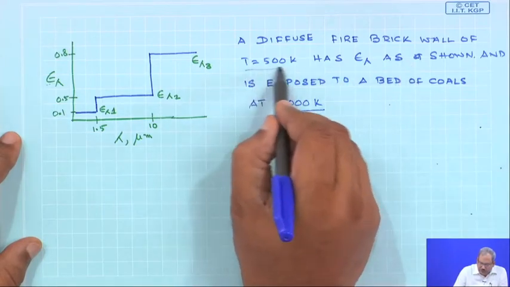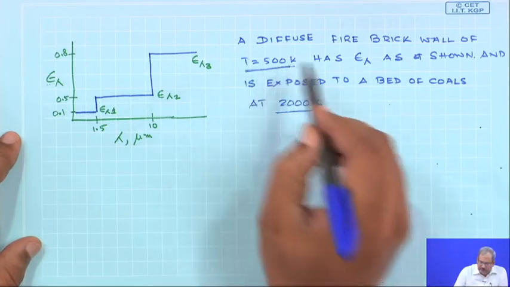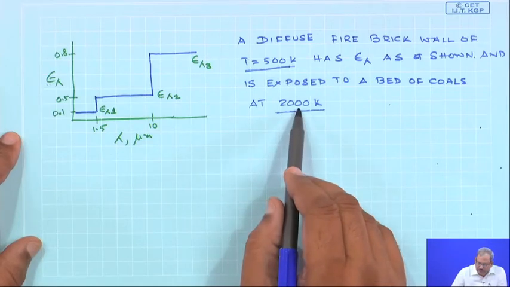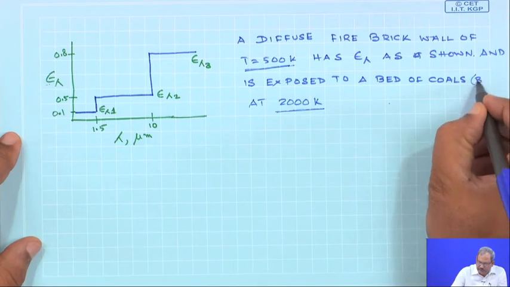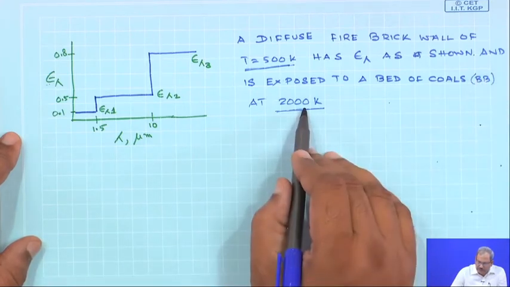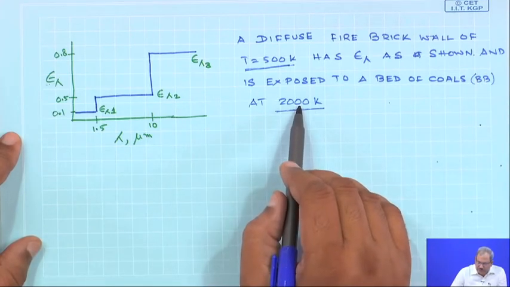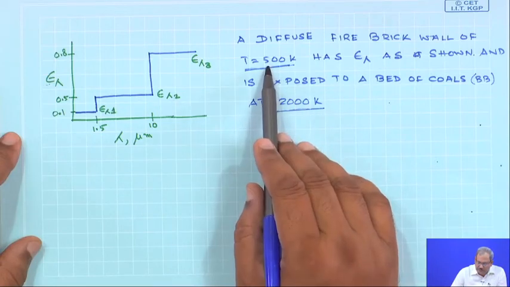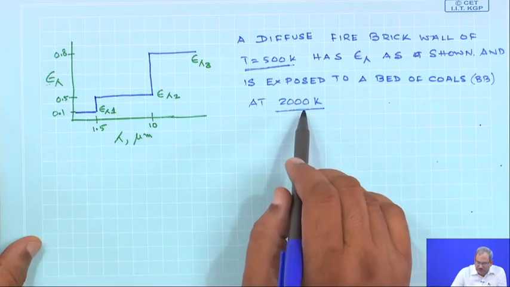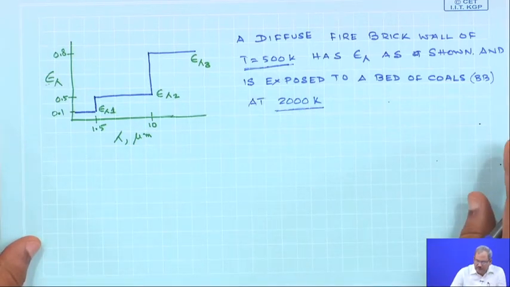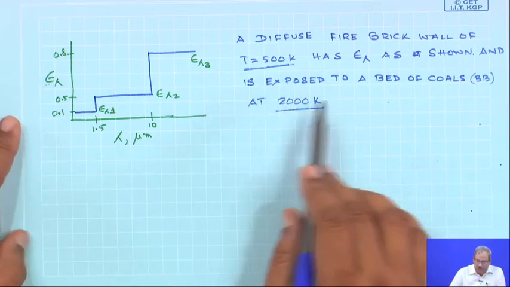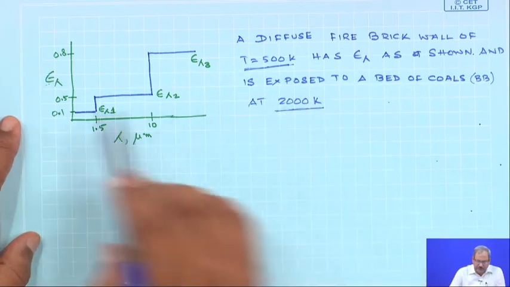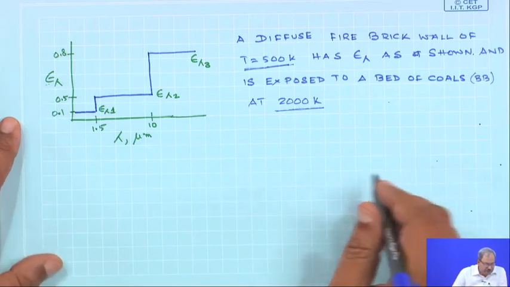So, at the onset you can see that the emission is coming from a bed of coals which can be treated as a black body at 2000 Kelvin. The temperature from where the emission is coming is different from the temperature of the substrate itself. So, we cannot use the most restrictive condition of Kirchhoff's law. We do not know whether this epsilon is going to be equal to alpha.